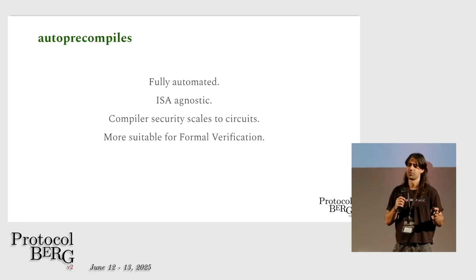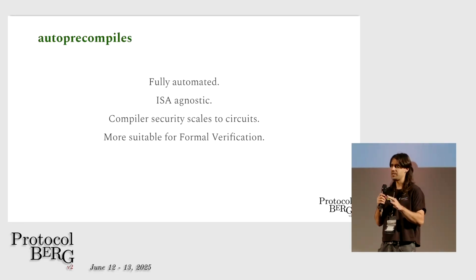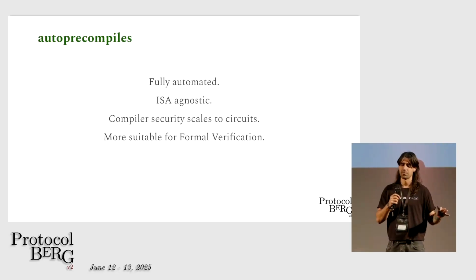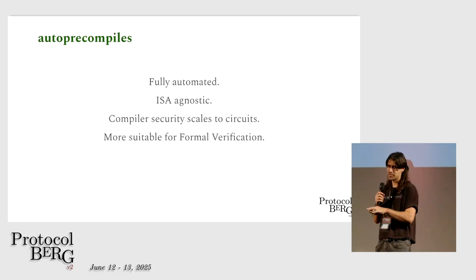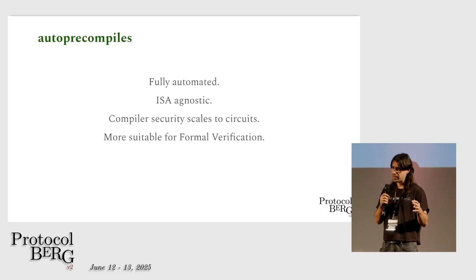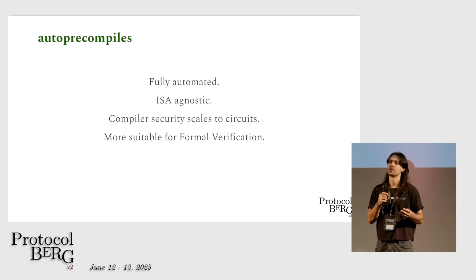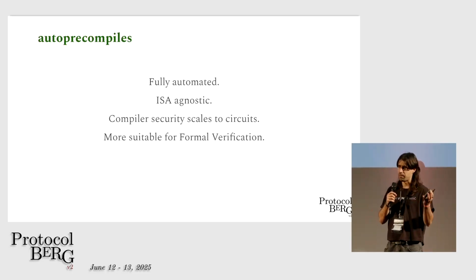Enter auto precompiles. It's basically the same thing as precompiles. It's doing the same thing. The goal is the same. You want to get faster proofs by having specialized circuits for things that are complex and expensive to do in software, but you don't want to have a human write them. So these are fully automated processes. The compiler generates all these specialized circuits.